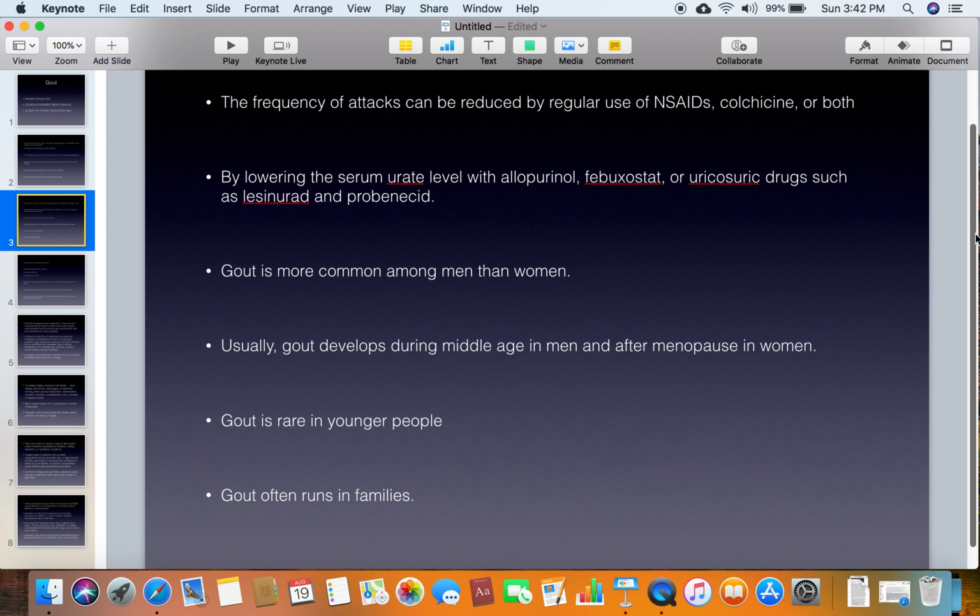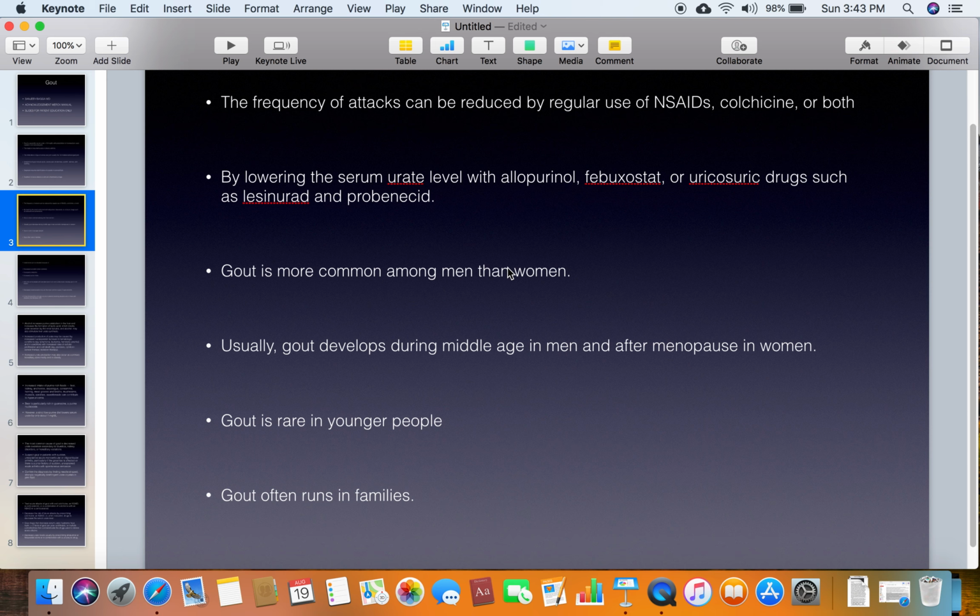talking about shortly. The frequency of these attacks can be reduced by regular use of non-steroidal anti-inflammatory drugs such as ibuprofen, colchicine, or both. Now, once you lower the urate level with allopurinol, febuxostat, or uricosuric drugs such as lesinurad and probenecid. Uricosuric drugs basically mean that they cause more excretion of uric acid in the urine.